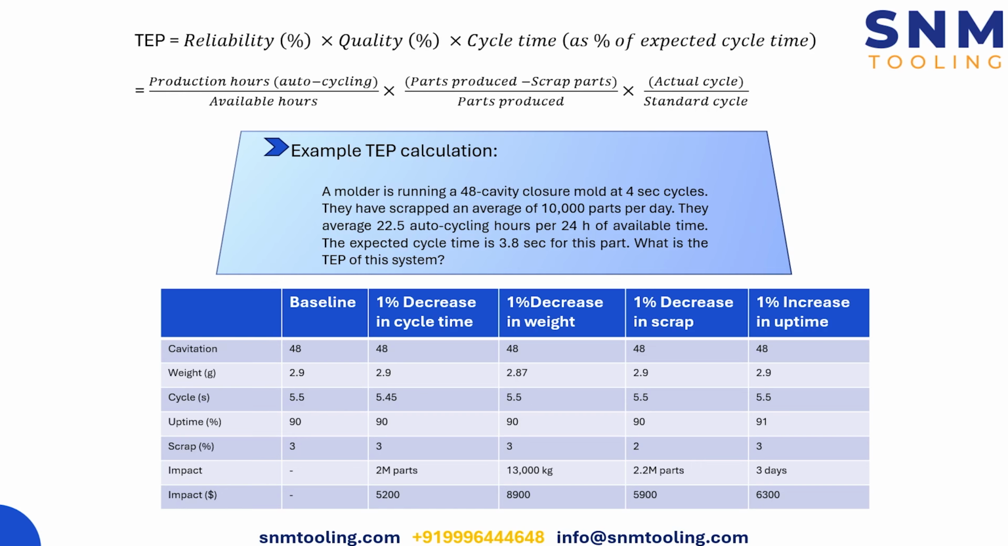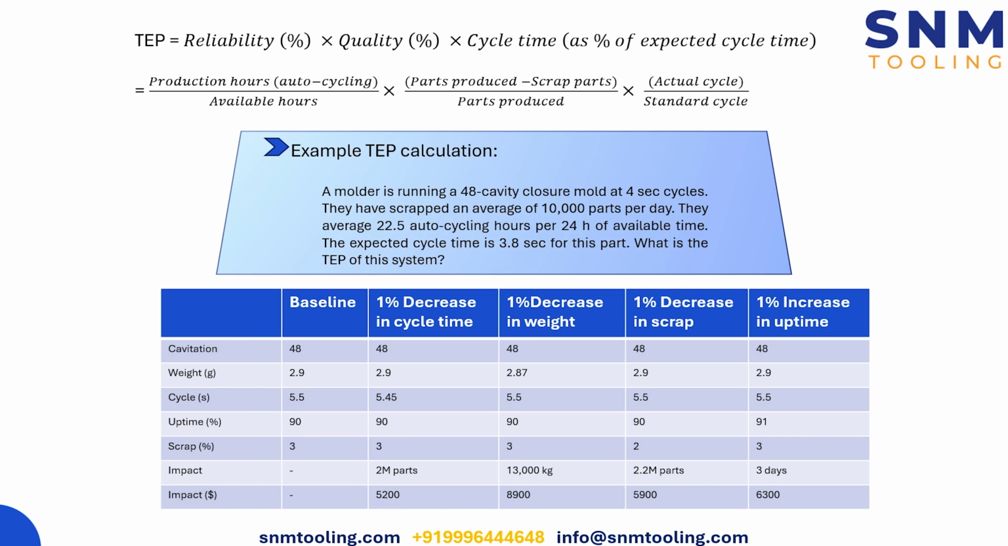And there is a formula to calculate the total equipment productivity. It starts from the production hours, which is the hours for which the mold is working. Then we divide it by available hours, which is more or less 24, because we don't have any more hours available in a day. Then there is the scrap percentage: how many parts which are scrapped are produced? And then we multiply it with the cycle efficiency, which is your actual cycle divided by the standard cycle.